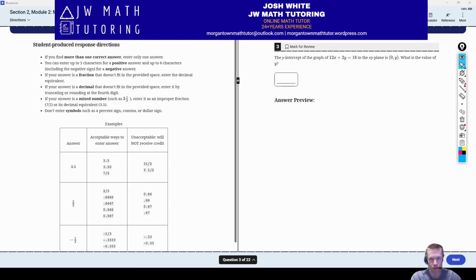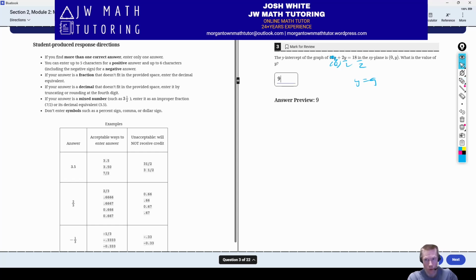Next up, question number 3. You're given a graph, and they want to know what the y value is of the y-intercept of this line. So you can just plug in 0 for x, because they already tell you here, x is 0, and this will drop out, and then you just divide by 2, and you get y equals 9, which is the correct answer.